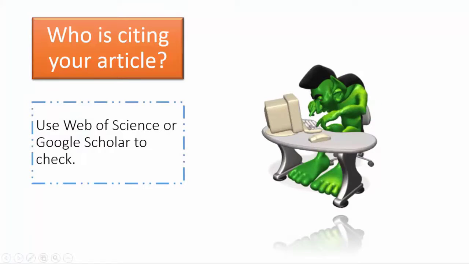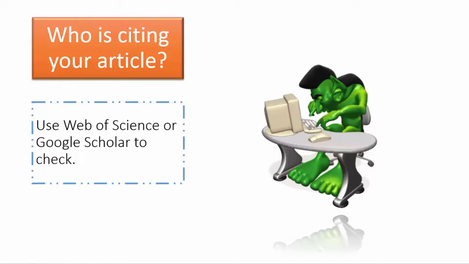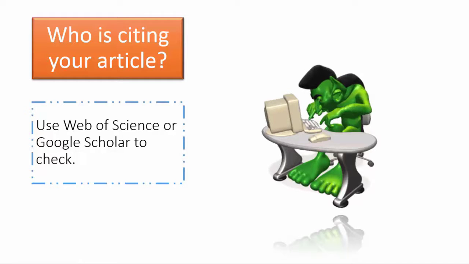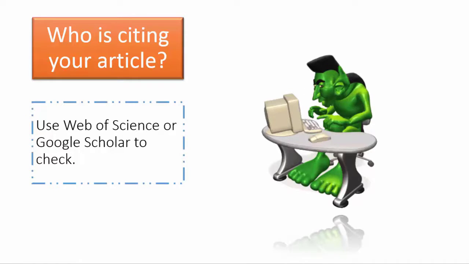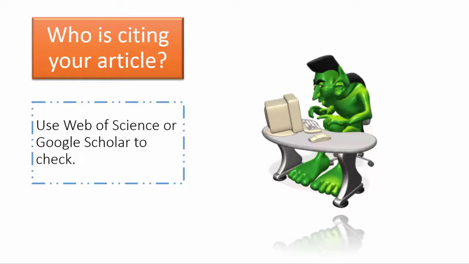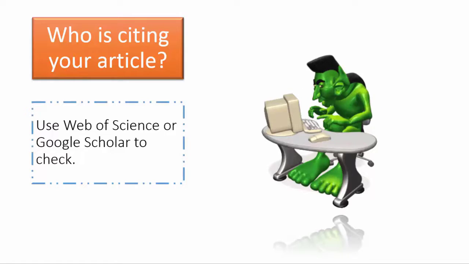So, you found a great article, you scoured the reference list for additional titles that might work, but what about everyone who has cited the article you just read? How can we look into the future of scholarly articles to see who is citing the article? There are two places to check. One is the database Web of Science through the library, and the other is Google Scholar.